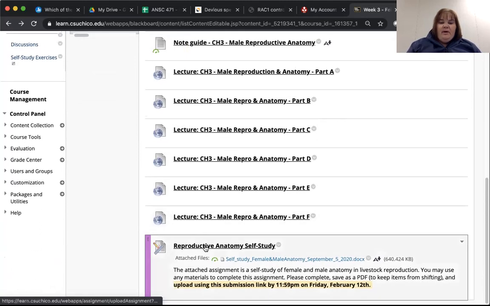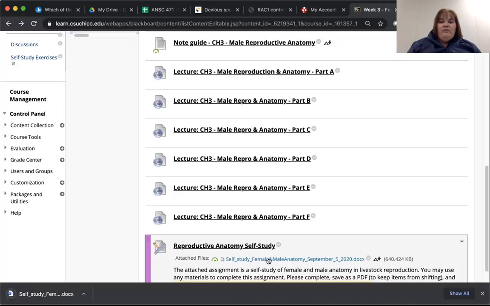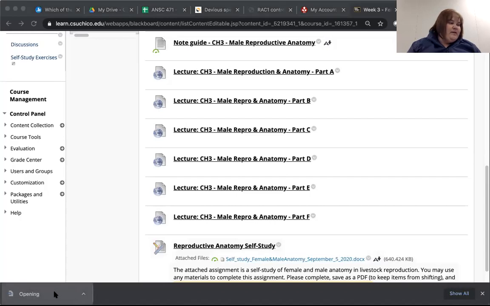And then down here at the bottom is that self-study. And so the self-study is not a quiz. It's actually an assignment that you can download. And as soon as it comes up here, I'll show you what it looks like if you haven't got a chance to look at it.